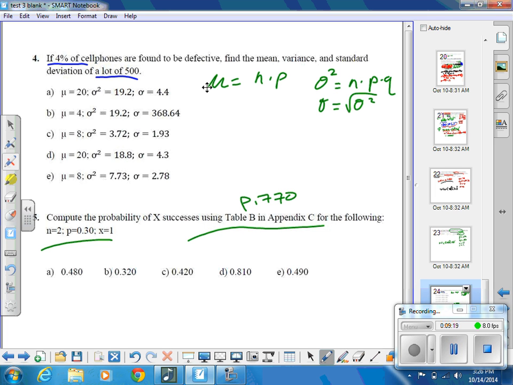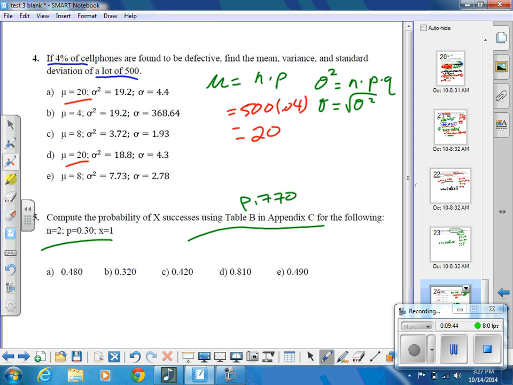Well, I know that there's 500, that's my n. My p is 4%, so times 0.04. When I multiply that in the calculator, I end up with 20. So I know it's got to be between one of those two. So let's go ahead and find our sigma. Figure that one out. I'm sorry, not our sigma squared, okay, our variance.